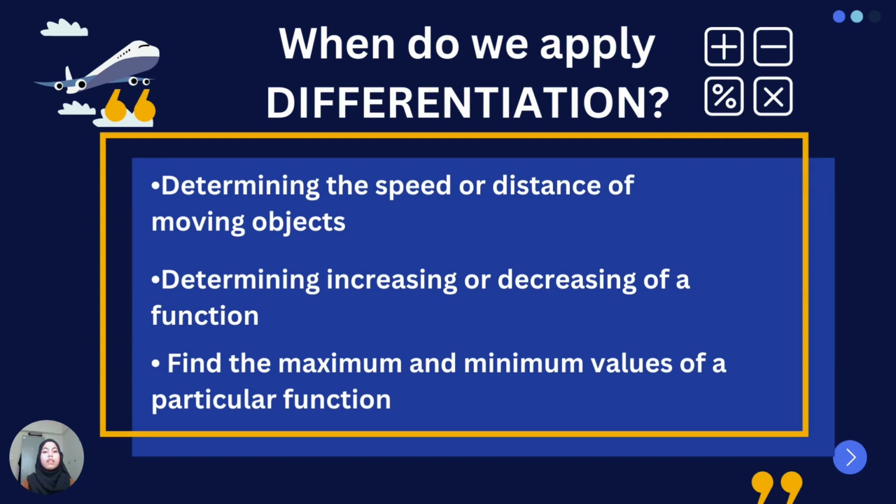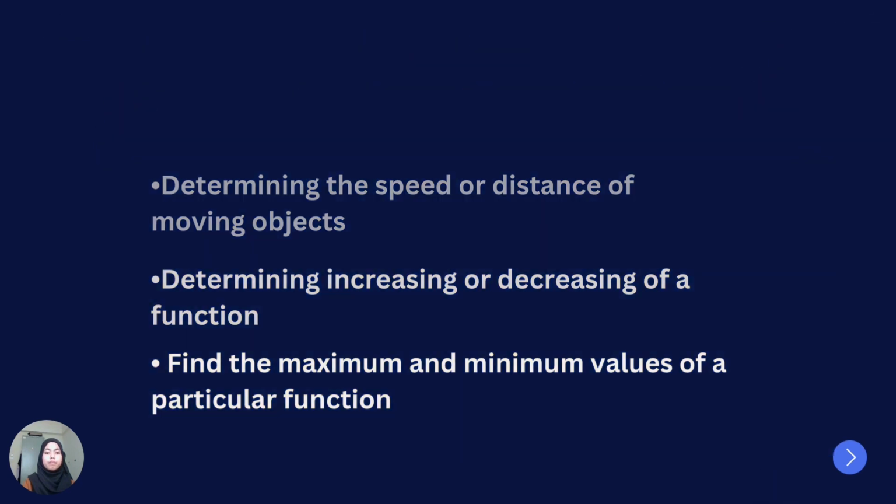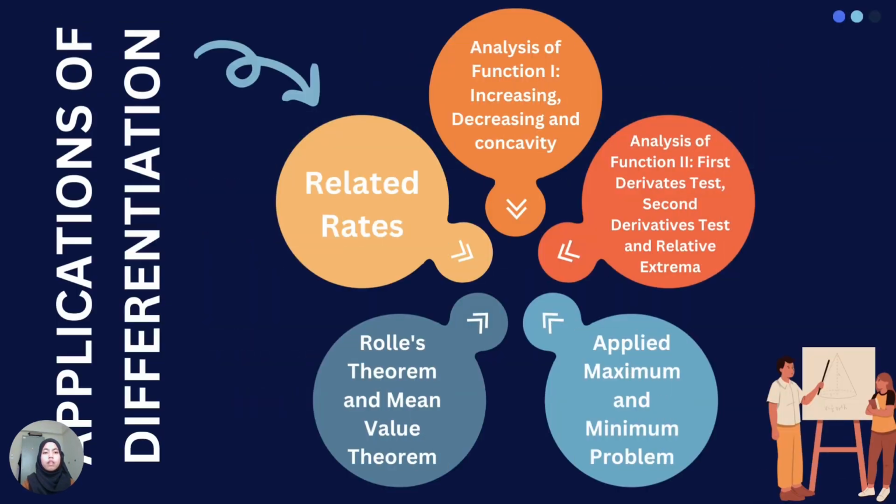When do we apply differentiation? We apply differentiation when we want to determine the speed or distance of moving objects, the increasing or decreasing of a function, and when we want to find the maximum and minimum values of a particular function. There are 5 applications of differentiation, which are related rates, analysis of function 1: increasing, decreasing, and concavity, analysis of function 2: first derivative test, second derivative test, and relative extrema, applied maximum and minimum problems, and the last one is Rolle's theorem and mean value theorem.